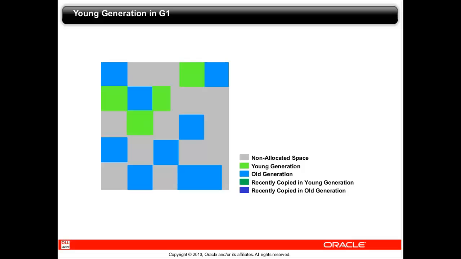So this is an example of what the young generation might look like on G1. And we're going to do a quick young generation garbage collection.